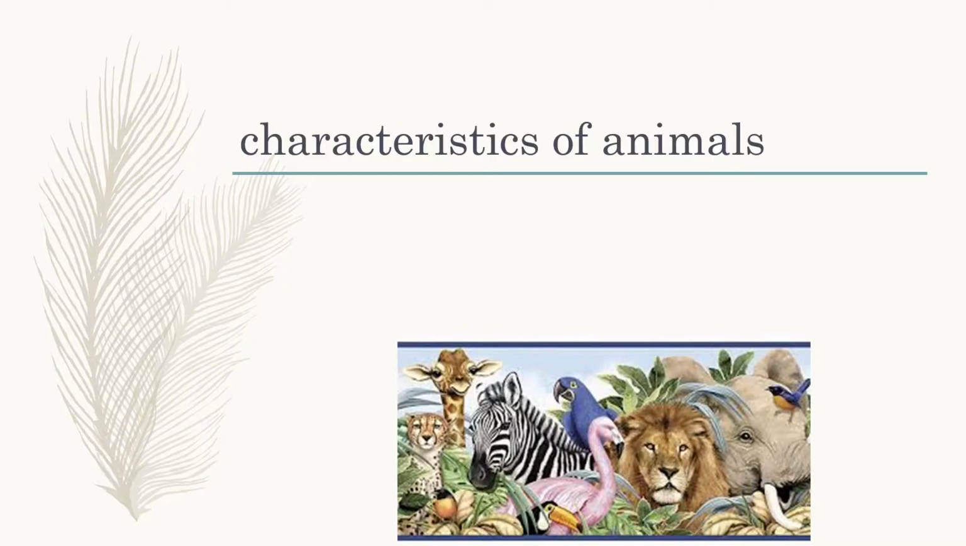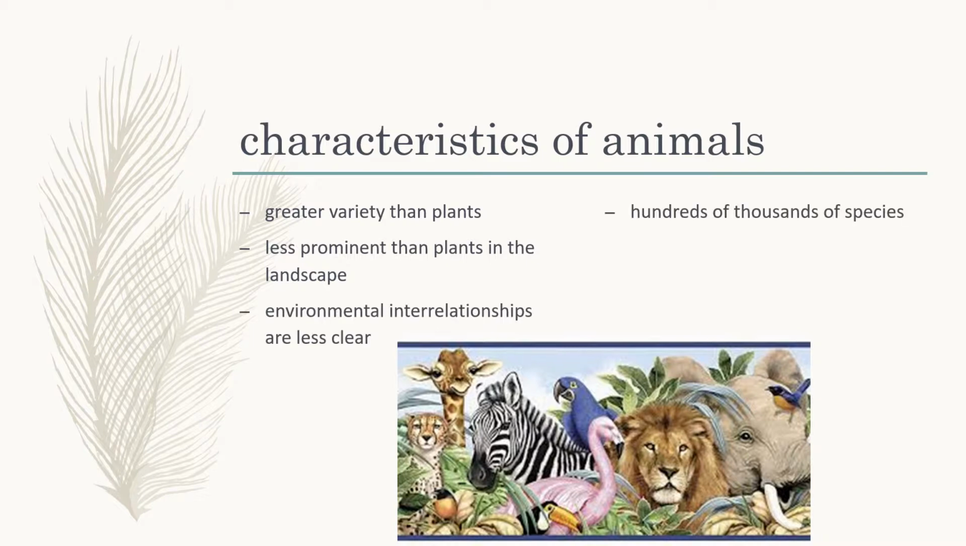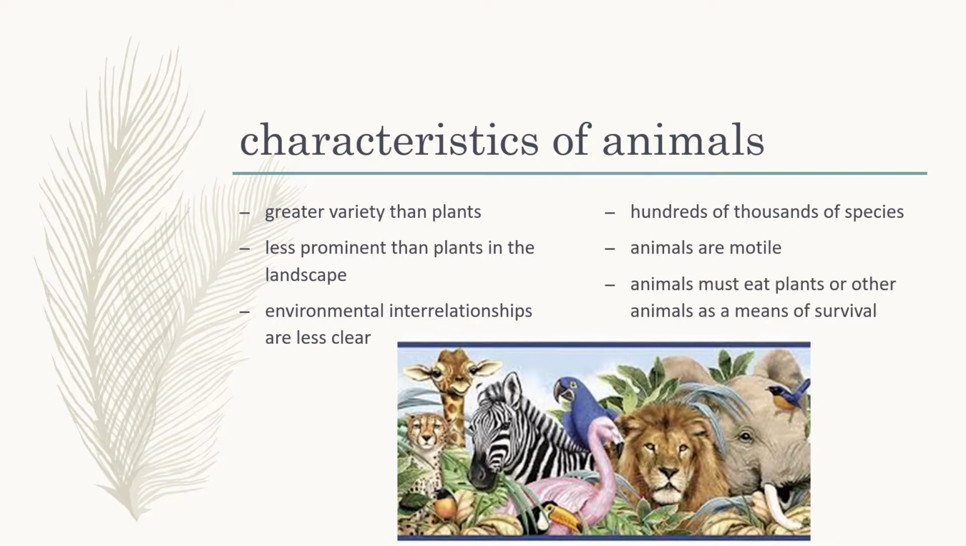Some characteristics of fauna or animals are that they are of a greater variety than plants, but do not hold as significant of a place in the landscape as plants do. There are hundreds of thousands of species of animals that inhabit the earth. Animals are vastly different than plants because they are motile and can move around from place to place.